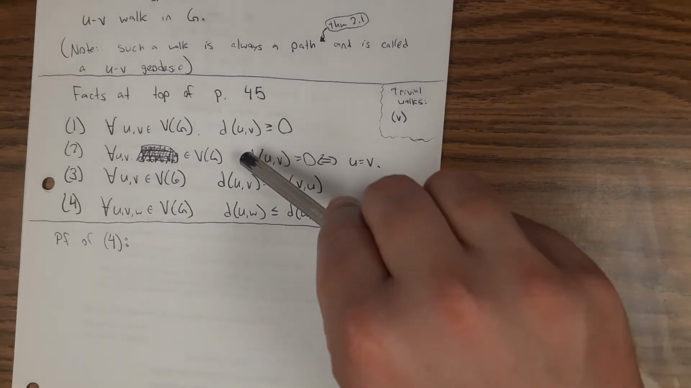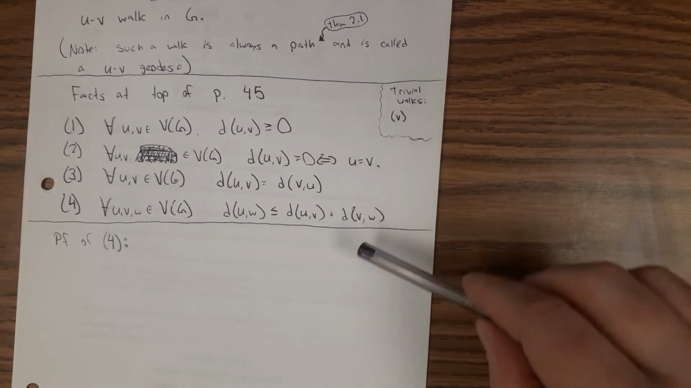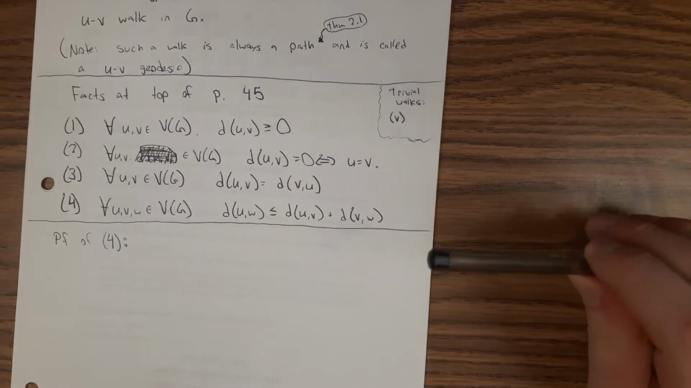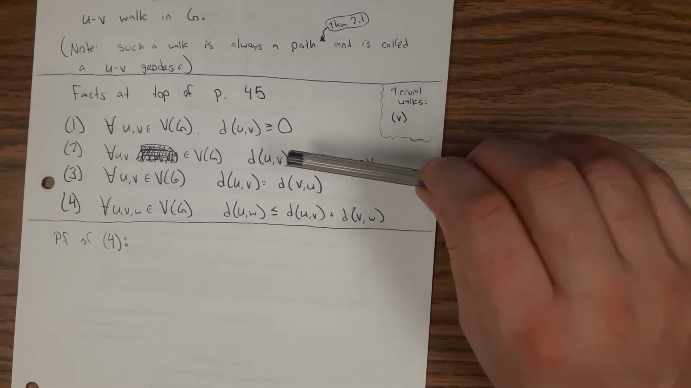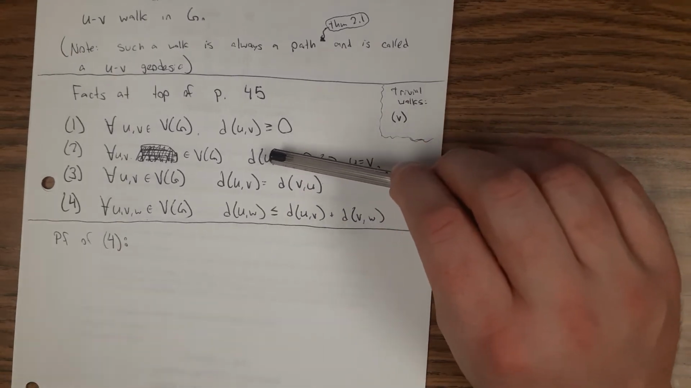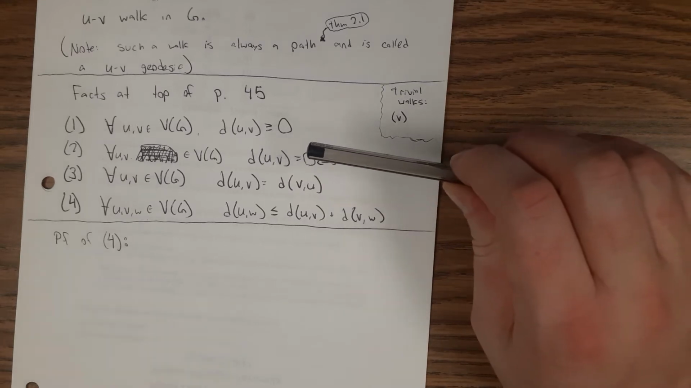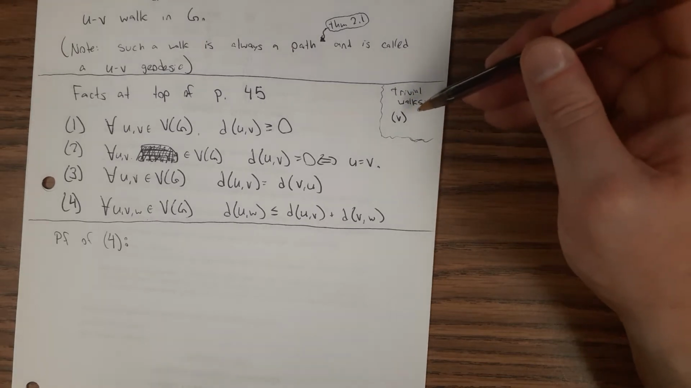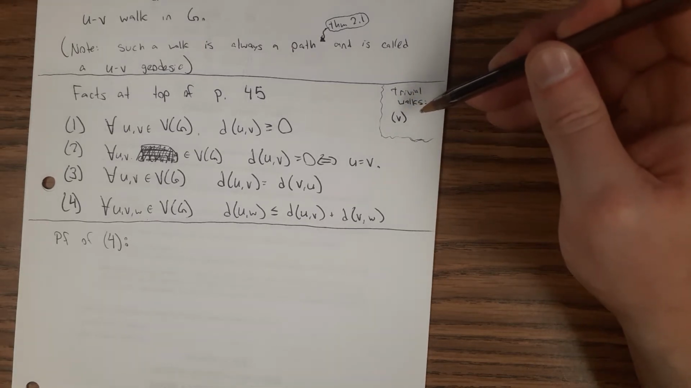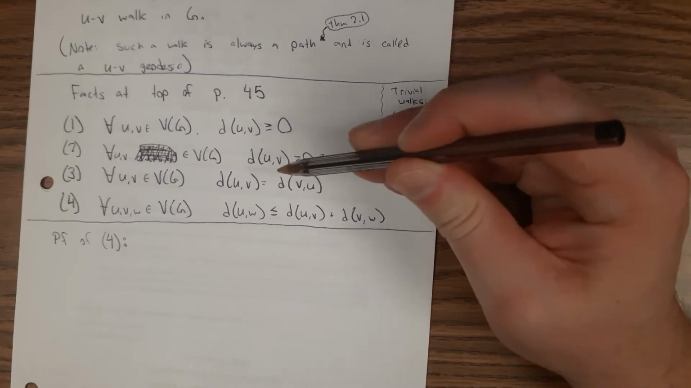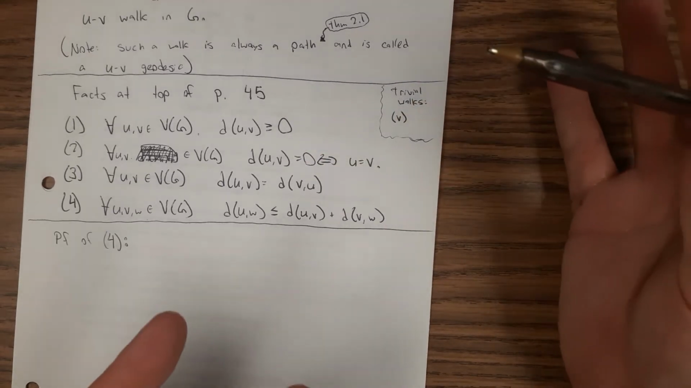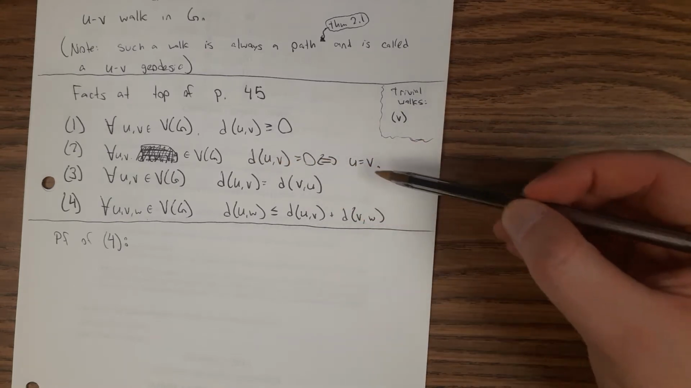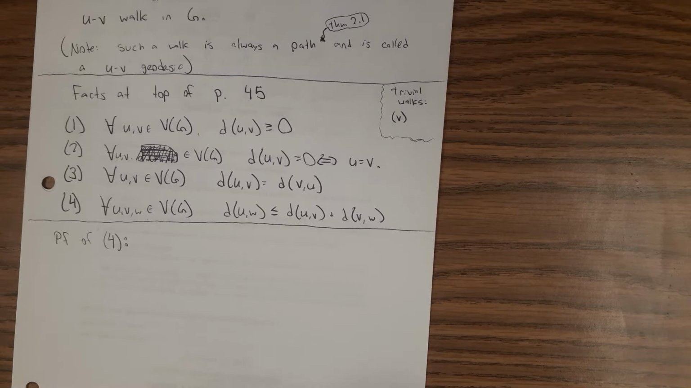But also, this implies this, because if I had two different vertices, then I can't get from u to v with a walk of length 0. The only walks of length 0 are precisely the trivial walks, and they always start and end at the same vertex. If you want to end at a different vertex from where you started, you can't have a walk of length 0. So that's why this implies this.